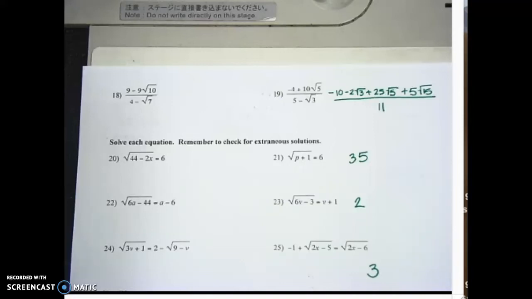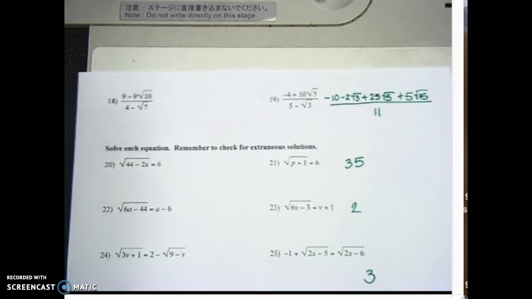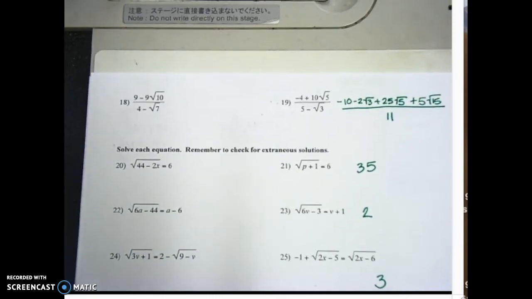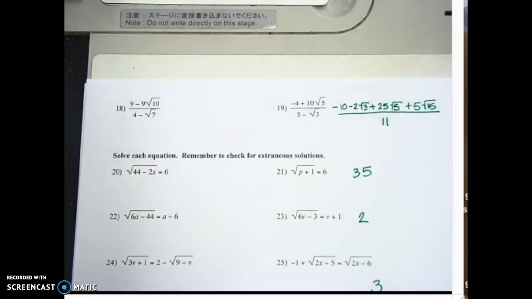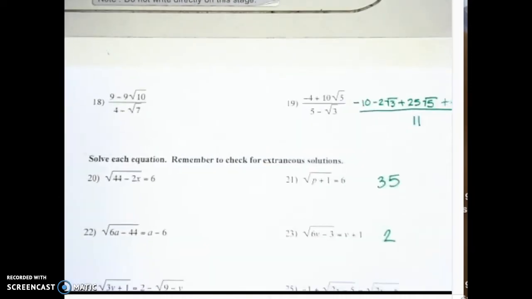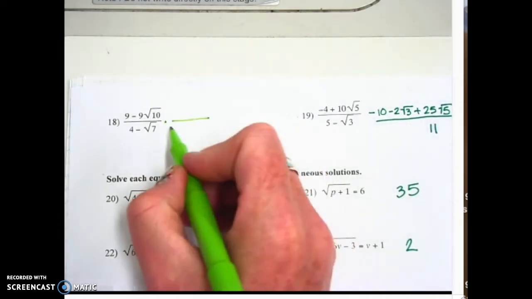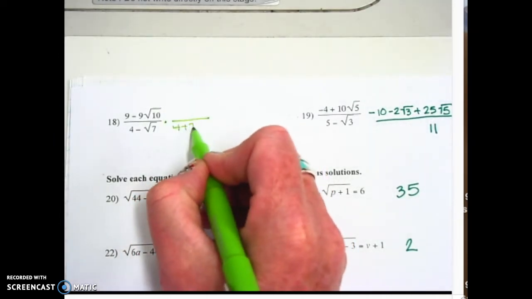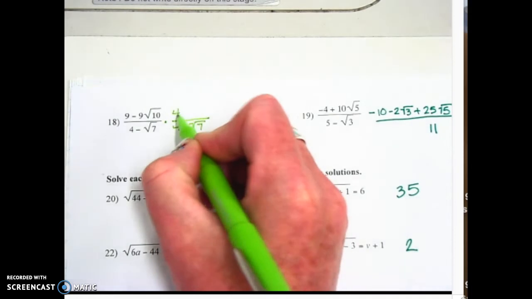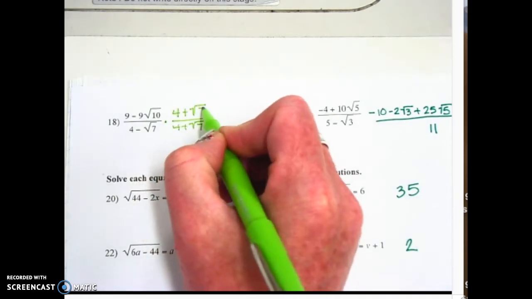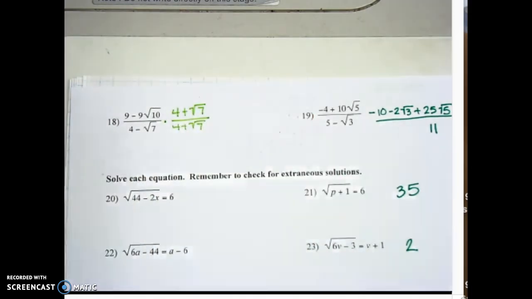I am on page 2 of the Chapter 6 test review for Algebra 2. So up at the top of the page, starting with number 18, we need to simplify. We can't end with a radical in the denominator. That means I need to multiply by the conjugate, which is 4 plus the square root of 7, which means I need to multiply the numerator by 4 plus the square root of 7 as well.